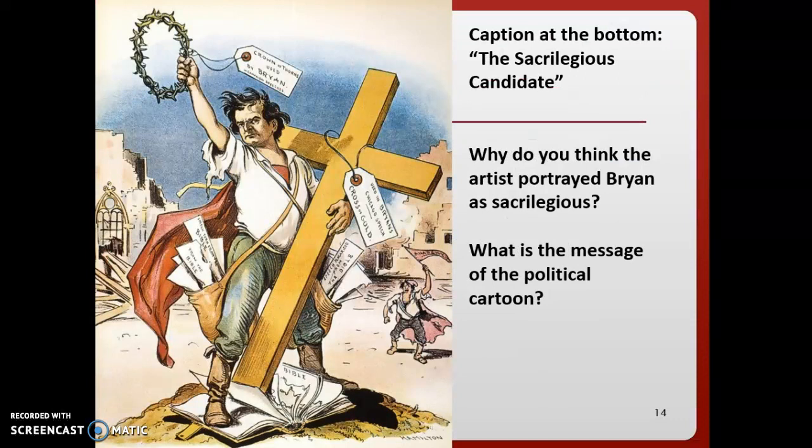This is a rather famous political cartoon being critical of William Jennings Bryan's speech, with a caption at the bottom that got cut off: the sacrilegious candidate. Notice he's proudly holding this huge gold cross. He's got the crown of thorns, and yet he's standing on the Bible. He's trampling on all of those things, and notice the little supporter in the background is waving a flag of anarchy. Right? So again, sarcasm and being a sacrilegious candidate, he is betraying his Christian beliefs and therefore should not be supported.